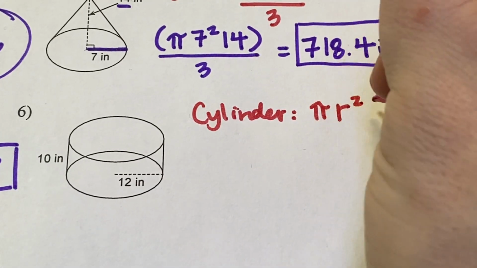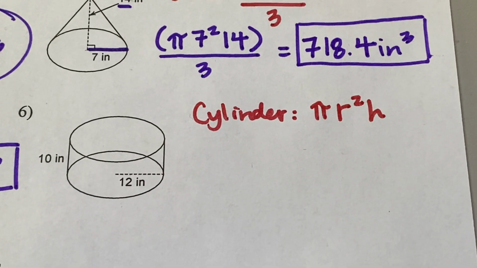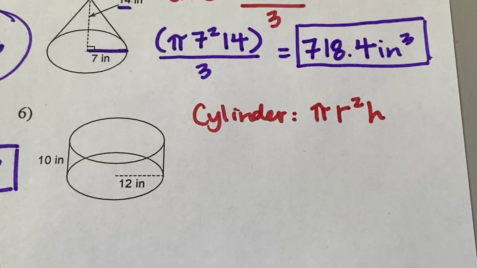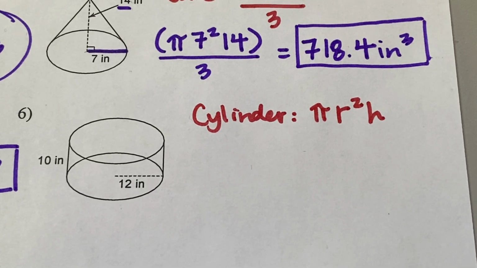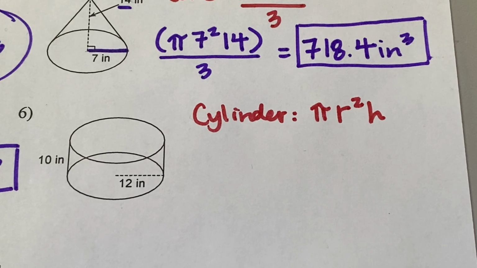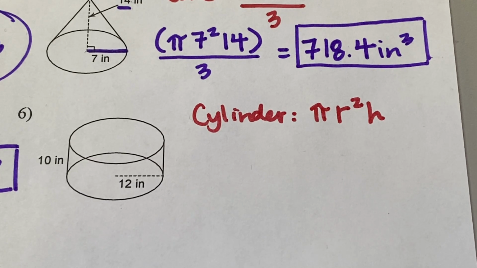Pi r squared times your height. Nothing's being brought to a point here, so you don't have to divide it by 3. It's just pi r squared times the height. It's gonna be fun. Okay, Kaylee, what are the measurements I need?